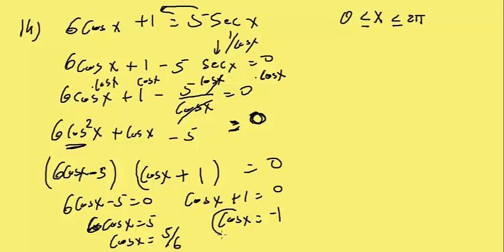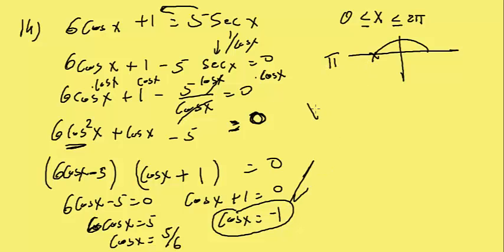Let's do the easy one first. Cosine of x equals negative 1. Between 0 and 2 pi, cosine is negative 1 in only one place, and that's at pi. So from this, I get x is equal to pi. I'm only going in the positive direction, because it's going from 0 to 2 pi. I'm not going the negative direction. So that's one of my solutions.